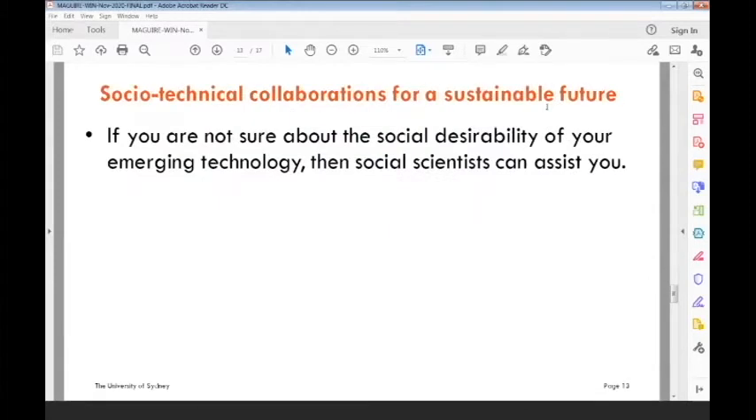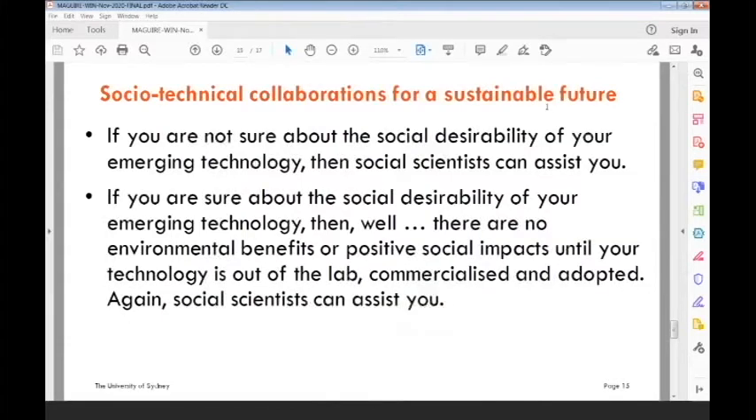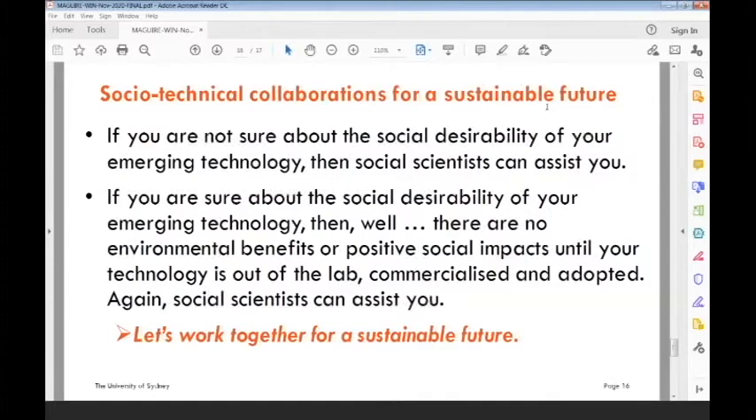So if you're not sure about the social desirability of your emerging technology, well, social scientists can certainly assist you. If you are sure about the social desirability of your emerging technology, well, there are no positive social impacts, no environmental benefits until your technology is out of the lab, commercialized, and adopted at industrial scale. Again, social scientists can assist you. So, consistent with Sustainable Development Goal number 17, which references partnerships, let's work together for a sustainable future. Thank you.